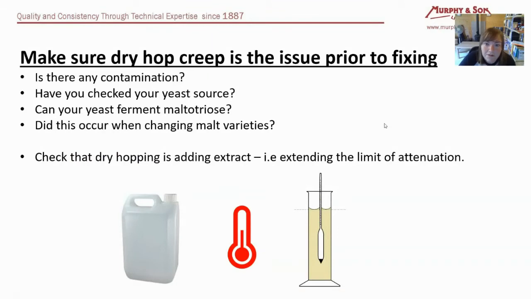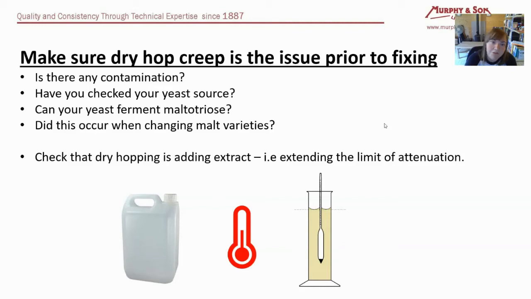So one thing is you can make sure that dry hop creep is the issue prior to trying to fix it. So consider if there's any contamination, you can send samples off for microbiology. Have you checked your yeast source? Was it healthy to begin with? Has the yeast changed in any way at all? Can your yeast ferment maltotriose? Have you changed yeast strain recently?